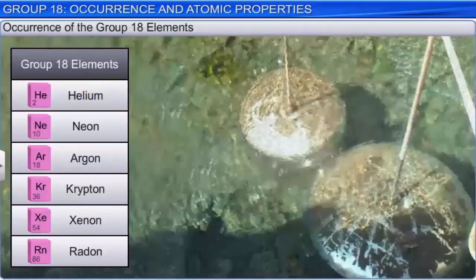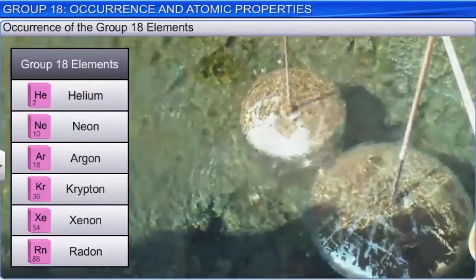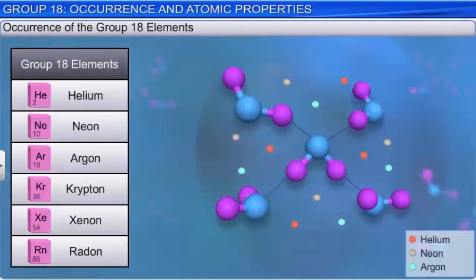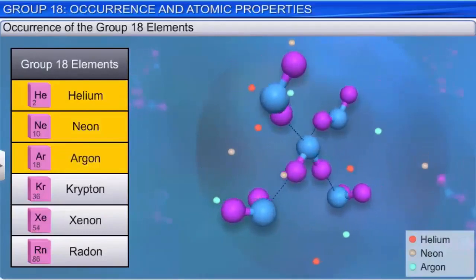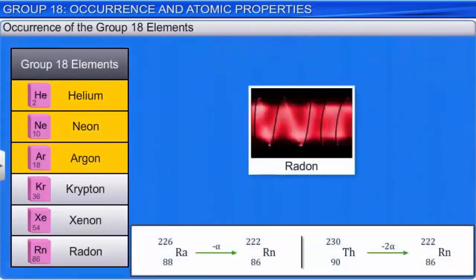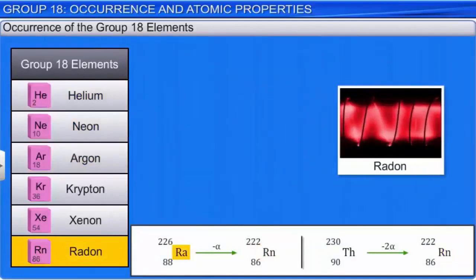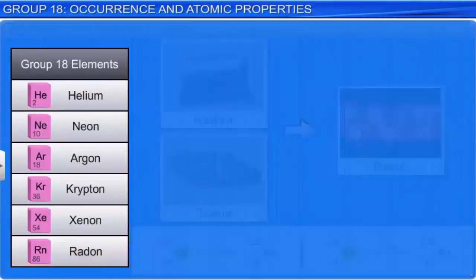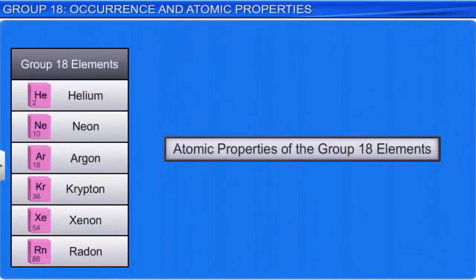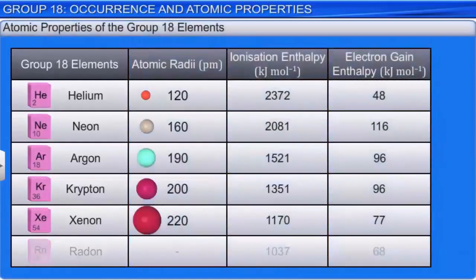Certain water springs contain helium, neon, and argon in the form of dissolved gases. Radon is a radioactive substance that is produced by the decay of radium and thorium minerals. Let us now discuss the trends in some of the atomic properties of the group 18 elements. The table here lists these trends.